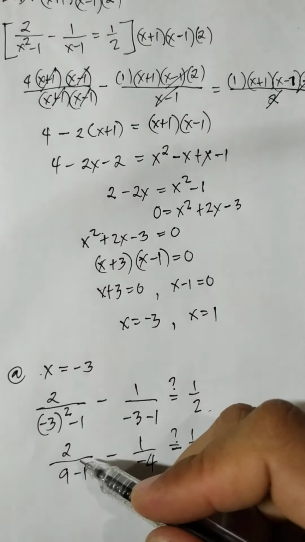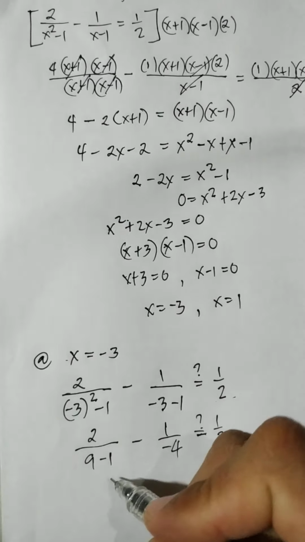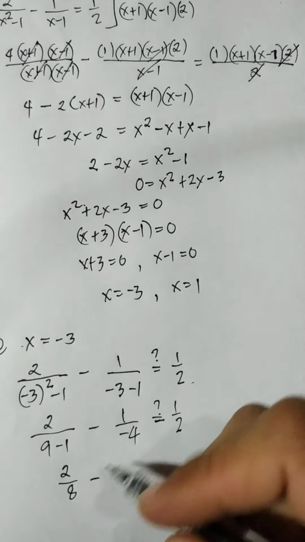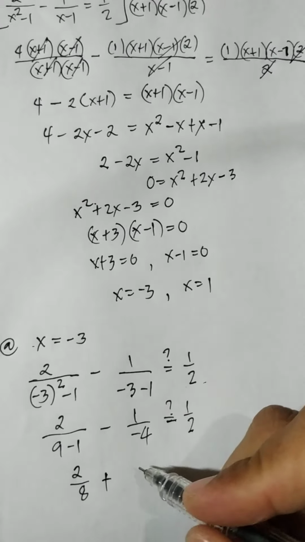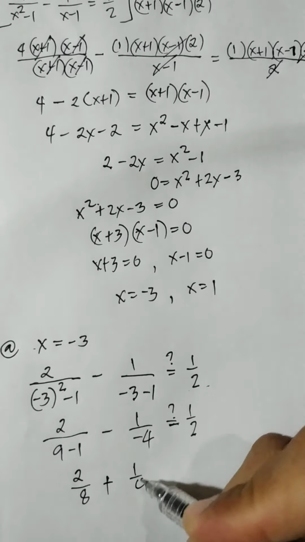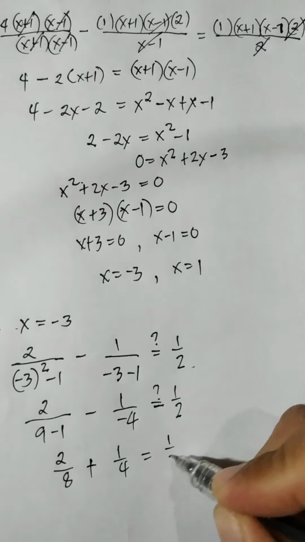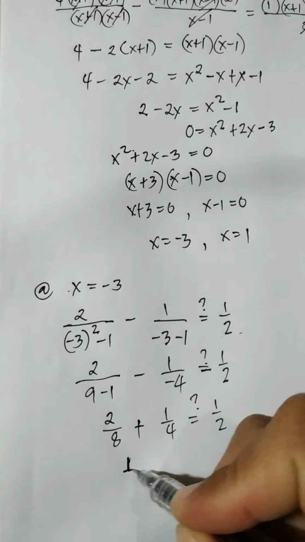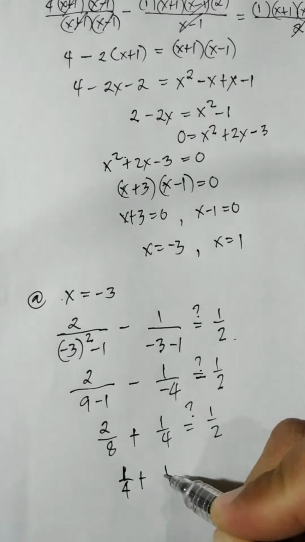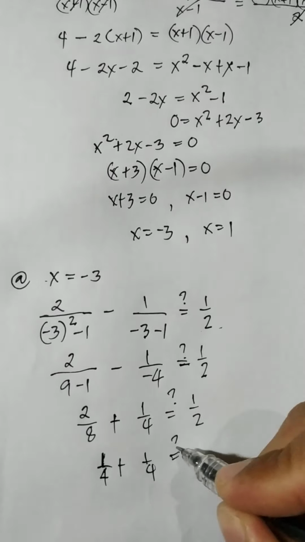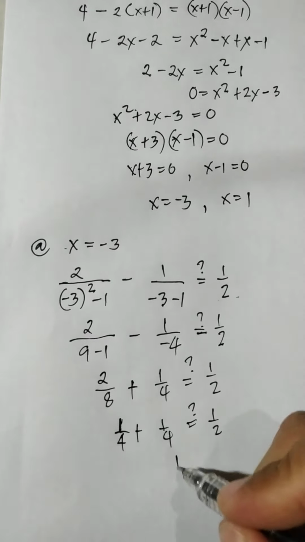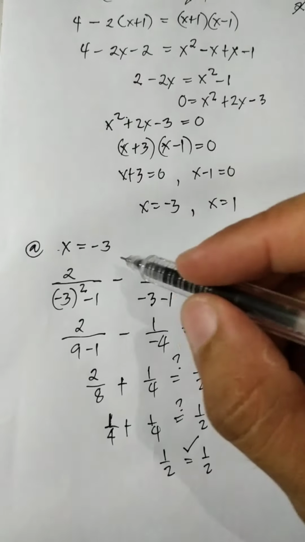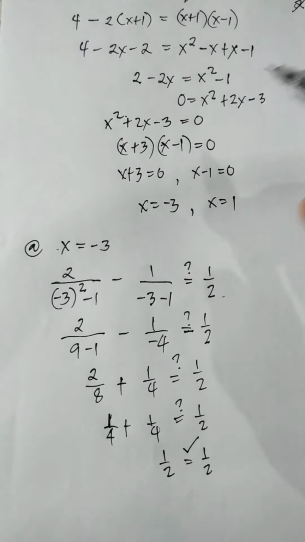Next, 2 divided by 8. So this is 2 over 8 minus, so negative times negative, this will be plus now. So 1/4. Is it equal to 1 half? So this is 1/4 when we reduce it. 1/4 plus 1/4, is it equal to 1 half? So therefore, we have 1 half is equal to 1 half. So therefore, x equal to negative 3 is part of our solution.